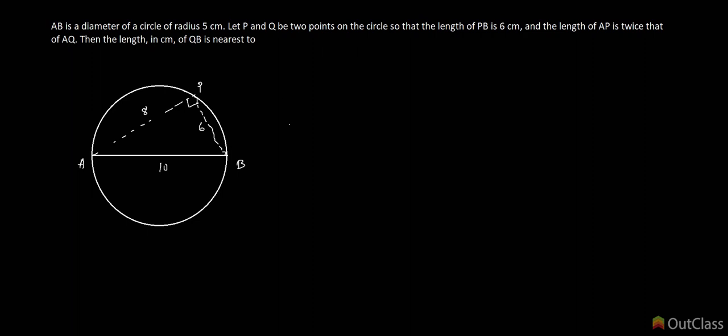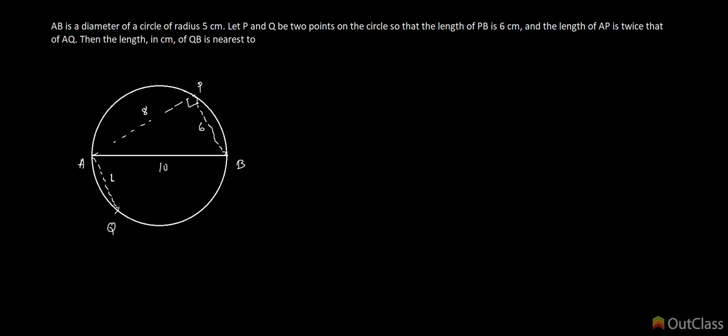6, 8, 10 is the double of the smallest primitive Pythagorean triple 3, 4, 5 that we know. So AP is 8. It is given that AP is twice that of AQ. So AQ is 4. You can take a radius of 4 and cut, and you can get a Q either here or here. It doesn't really make a difference. So I'll take a Q here.